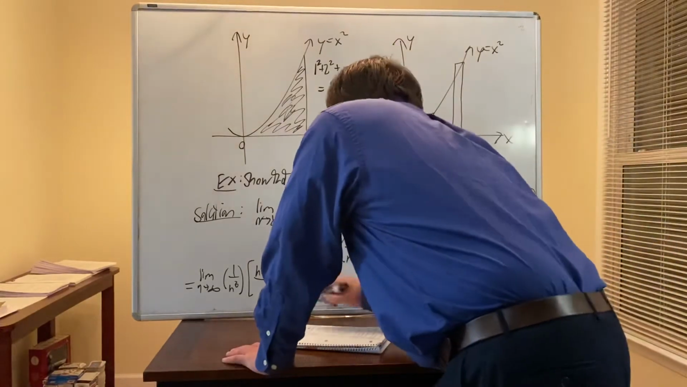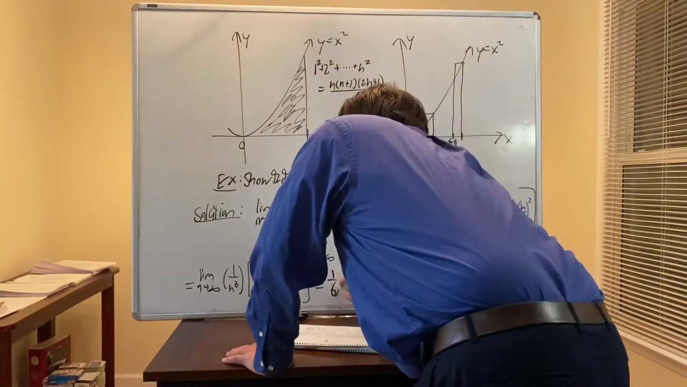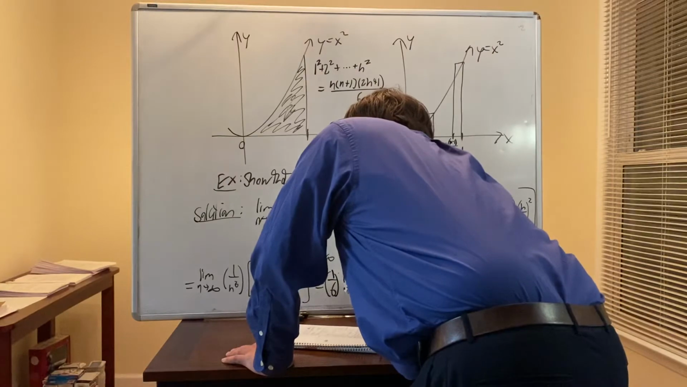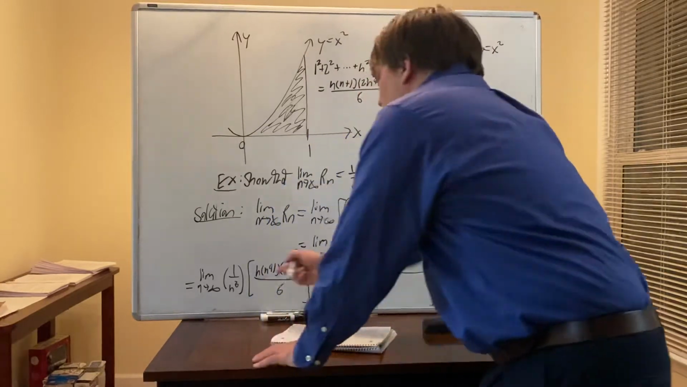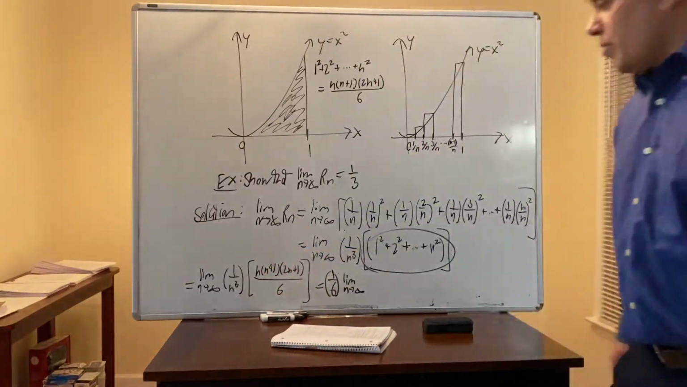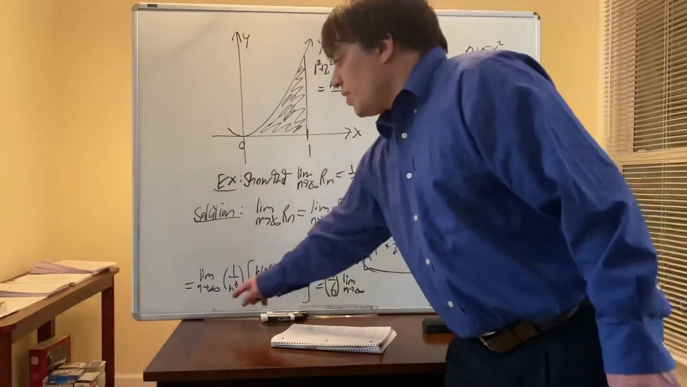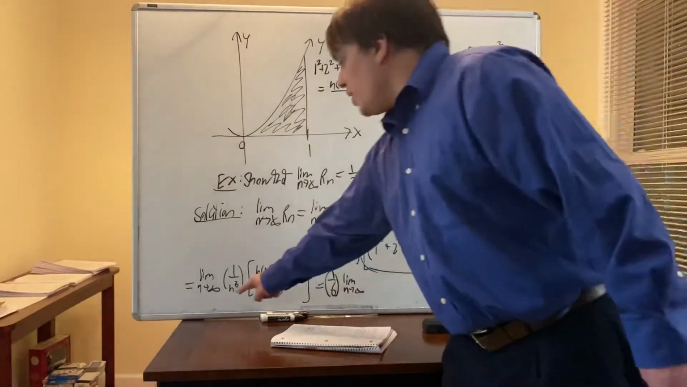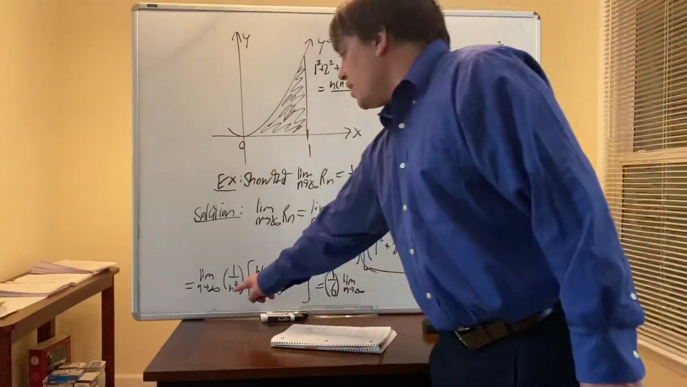And so now I'm going to move the 1/6 out of the limit. And I'm going to have 1/6 times the limit as n approaches infinity of the rest. But now, if you see the numerator here is n times n plus 1 times 2n plus 1, and I have an n cubed in the denominator here. I'm going to separate the n cubed in the denominator as n times n times n.